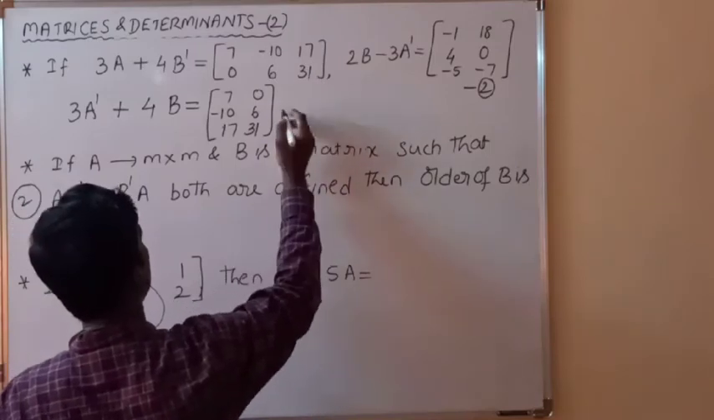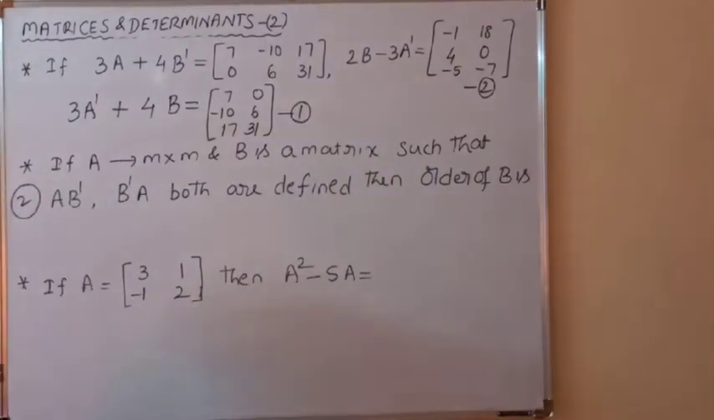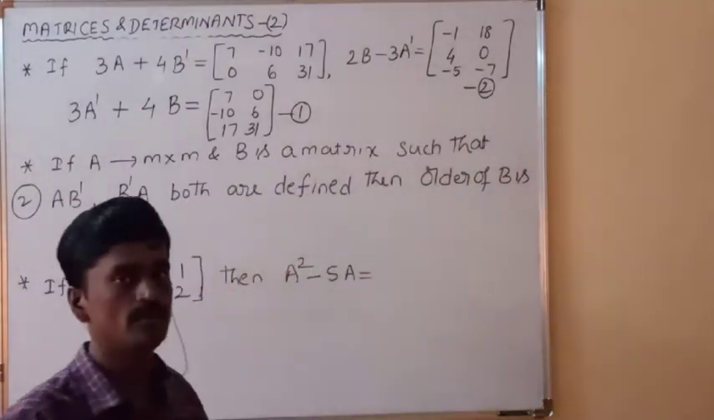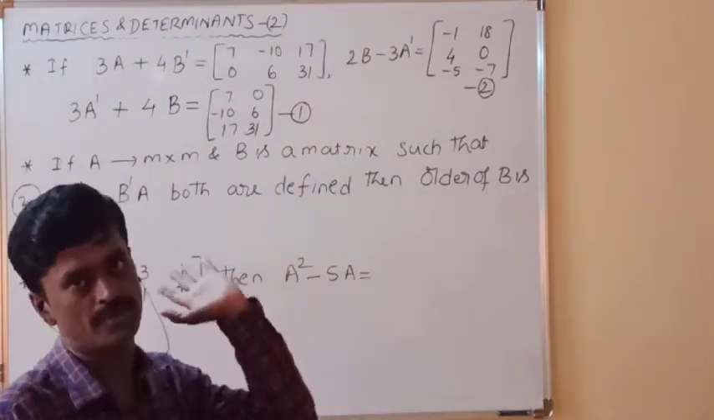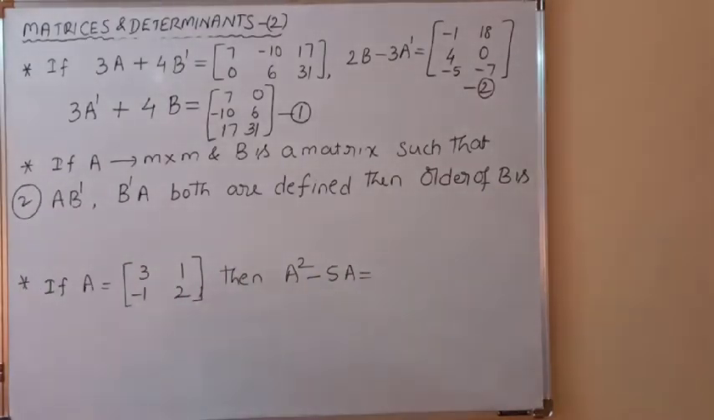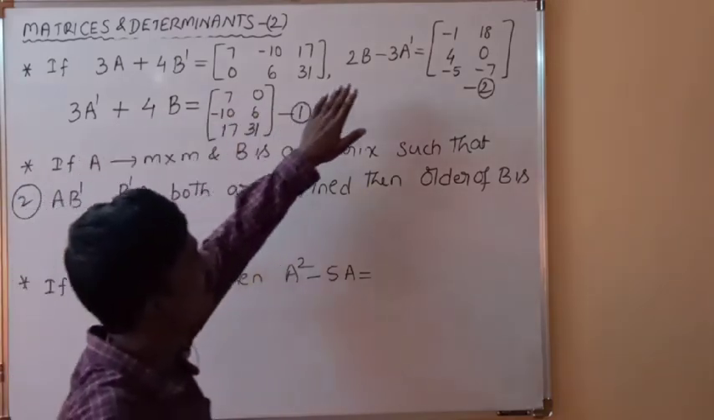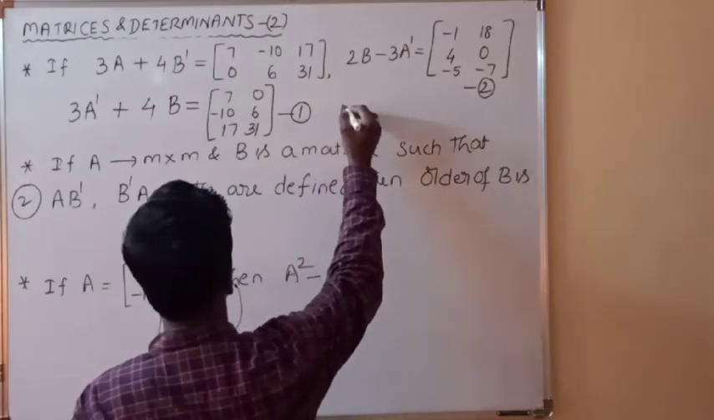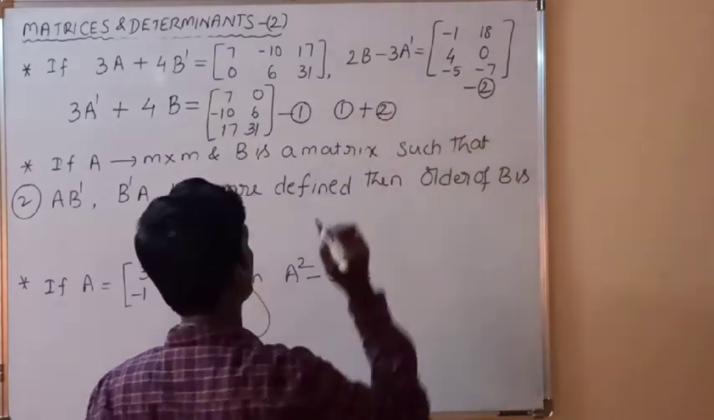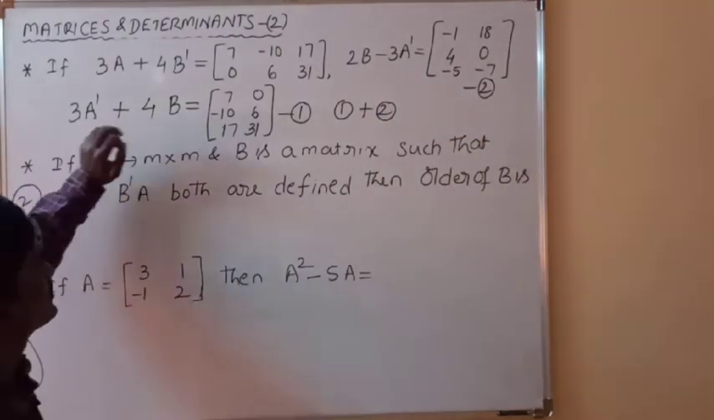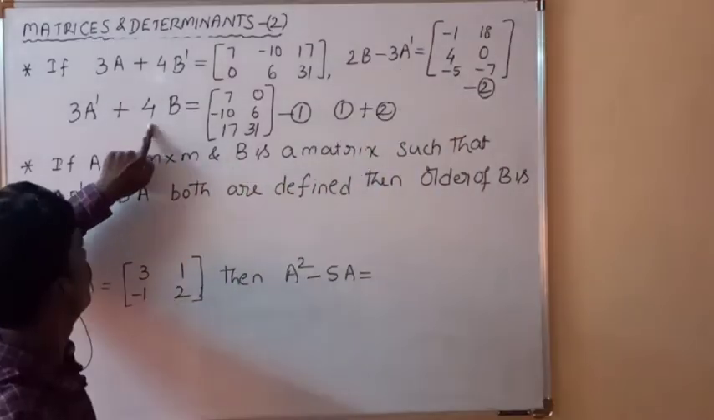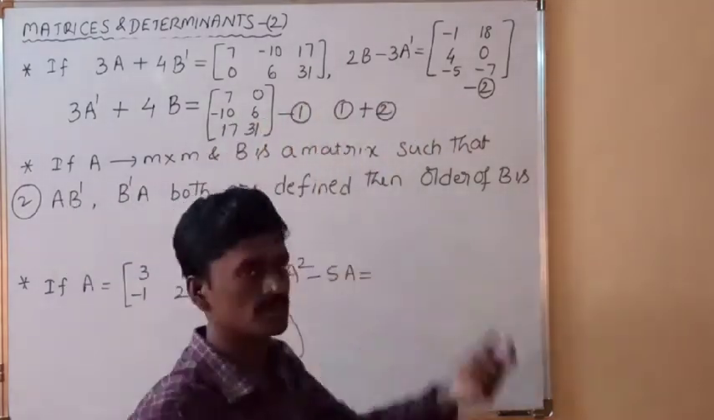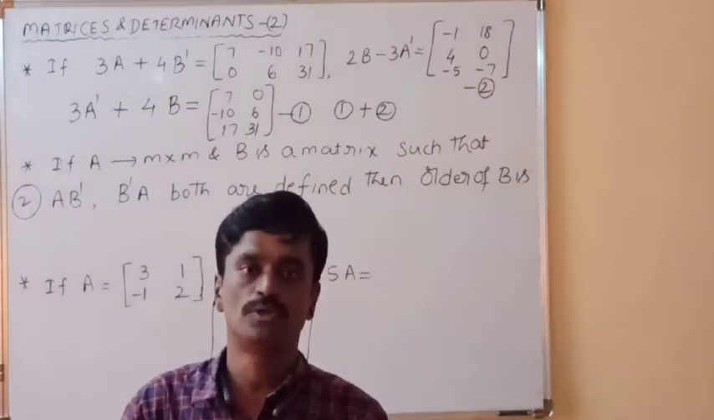Now take equation 1. We need to find which matrix? The B matrix. That means from equations 1 and 2 we have to eliminate which matrix? The A dash matrix. How to eliminate it? Just concentrate on equation 1 and equation 2. How to eliminate A dash from these two equations? Just add equation 1 and equation 2. Here plus 3A dash and here minus 3A dash get cancelled. So 4B plus 2B is 6B, which equals the sum of these two matrices. I think you can solve the remaining part.